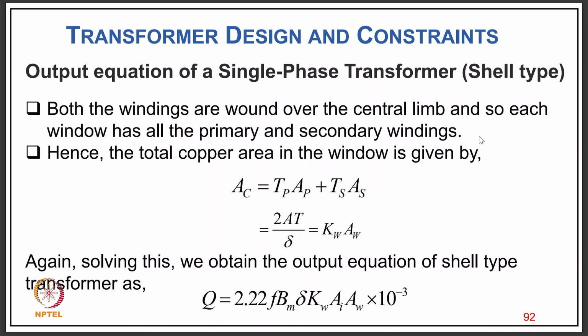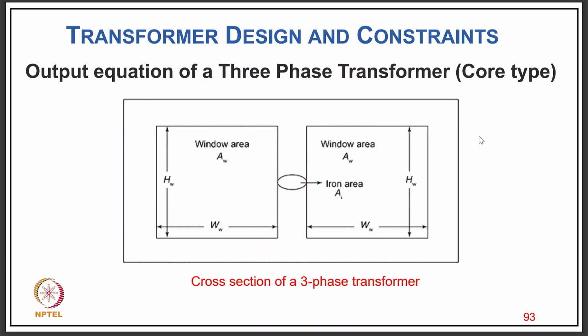So each window has the primary and secondary winding, and the total copper area in the window is given by AC equal to TP plus TS, that is 2 AT upon delta into KW into AW, and after solving this we obtain the output equation, which will now be 2.22 F Bm delta KW AW Ai into 10 power minus 3.